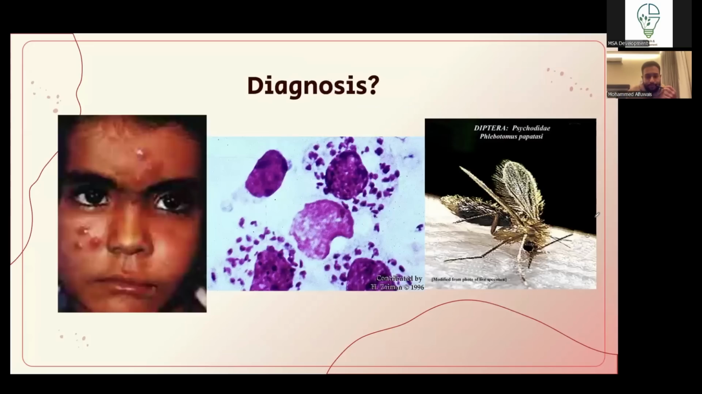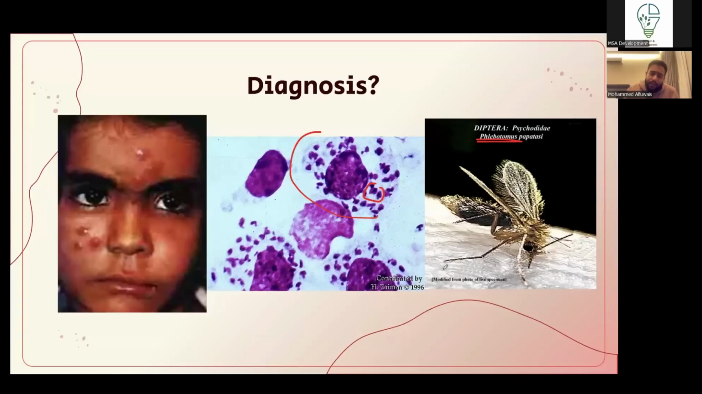Now you have a patient who was bitten by a mosquito and later on presented with cutaneous lesions. What is this? Leishmaniasis. Good. What do I see here? What do I call this form of Leishmania? Amastigotes. Where are they present? Inside the WBCs, inside the macrophages. Good. This is characteristic of leishmaniasis, and it's transmitted by the phlebotomus sandfly.